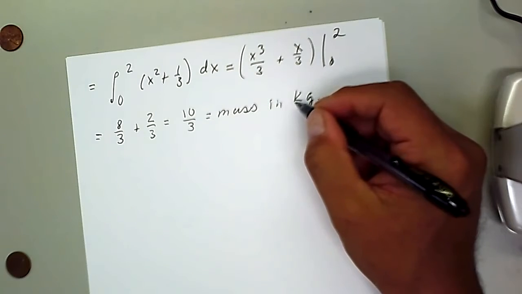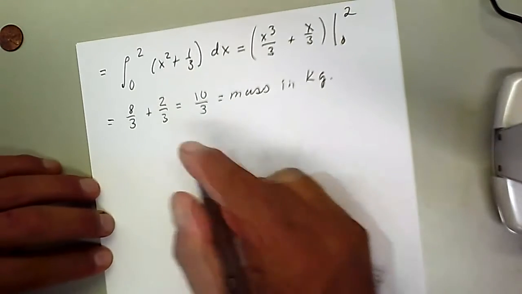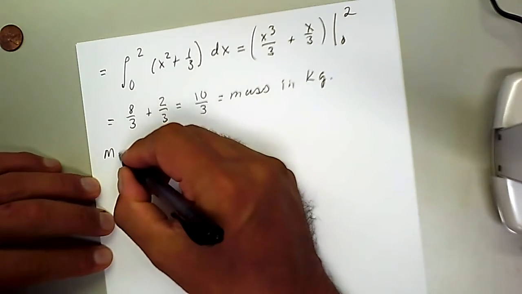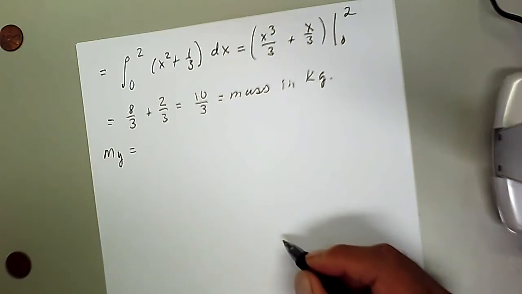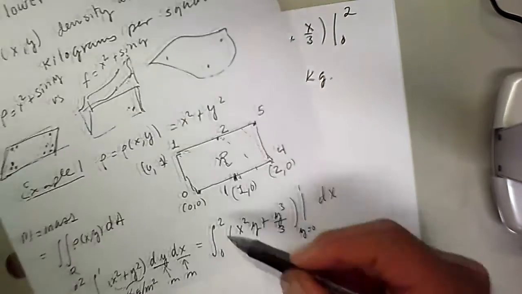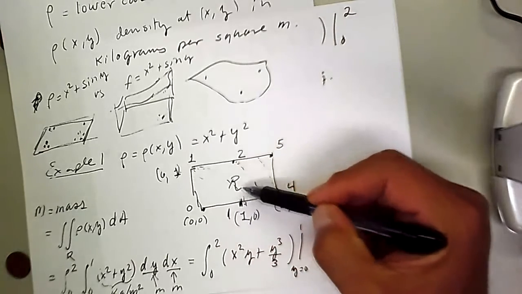All right. So now we find the moment from the y axis. So how is this mass?